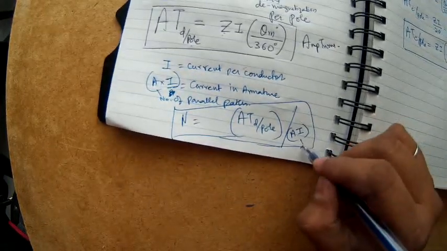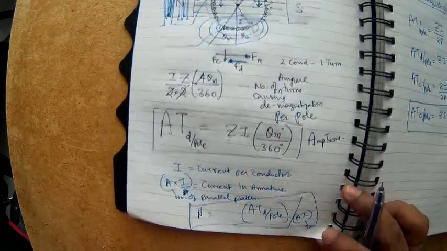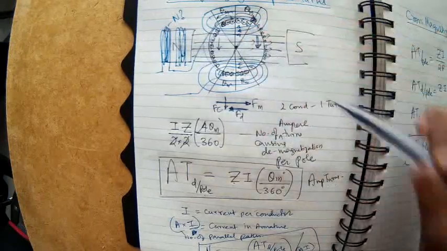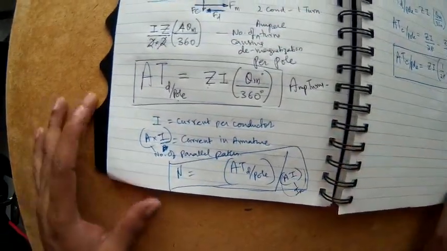Here this is armature current Ia. If I'm only considering adding more turns into the shunt field itself, then instead of armature current in the denominator, you can use the shunt current.